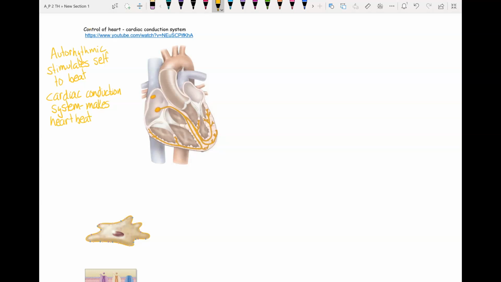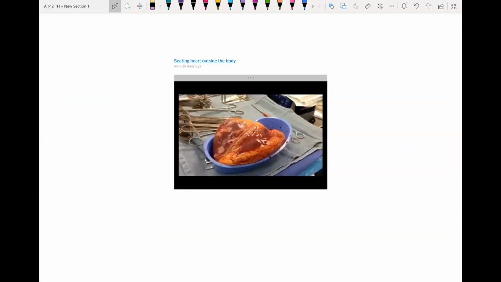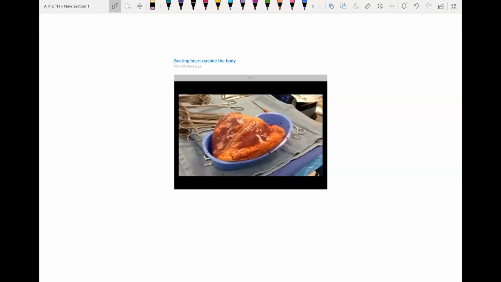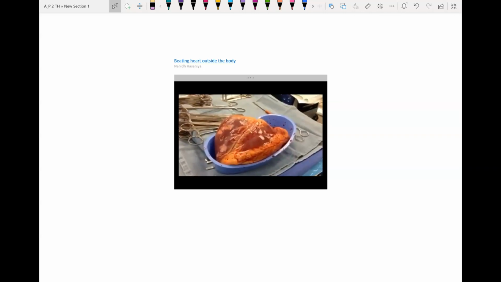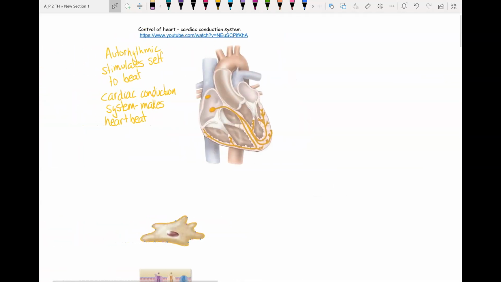In fact, you can take the heart out of the body and it will still beat. I have a little video here to show you that. Put it in a solution. And if you ever go hunting or fishing, if you clean an animal, you might notice that you can take the heart out and it will still keep beating for quite a while in some cases. That's because the cardiac conduction system is doing that.